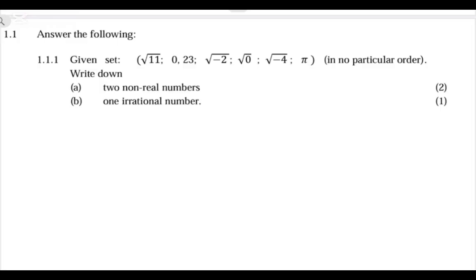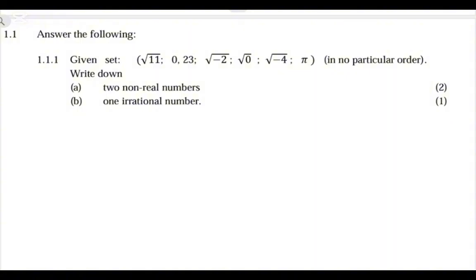Write down two non-real numbers. You might be wondering, what are non-real numbers? Let me give you a quick definition. A non-real number is the kind of number that when you punch it in your calculator, you get undefined. That's all. A non-real number is a number that gives you undefined on a calculator.